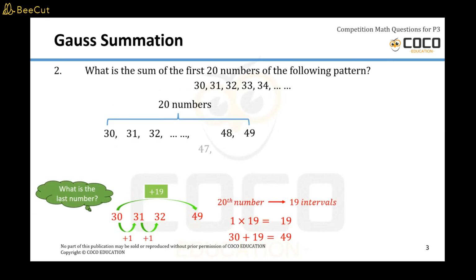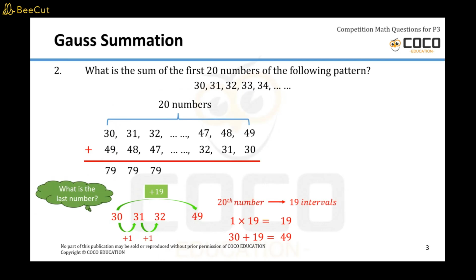49, this one is 48, this one is 47. And then what you should do next? Write the 20 numbers again in a reverse way, and then add them together to find the sum of each pair. So the sum of each pair is 30 plus 49, which equals 79. This one is also 79. This one is also 79, until the last pair.